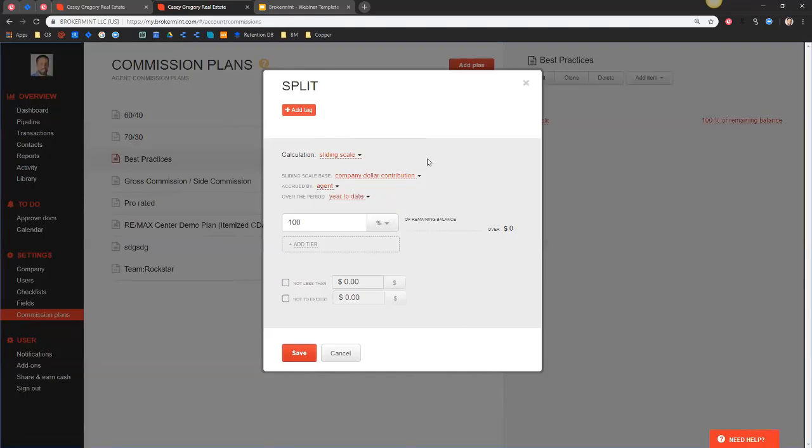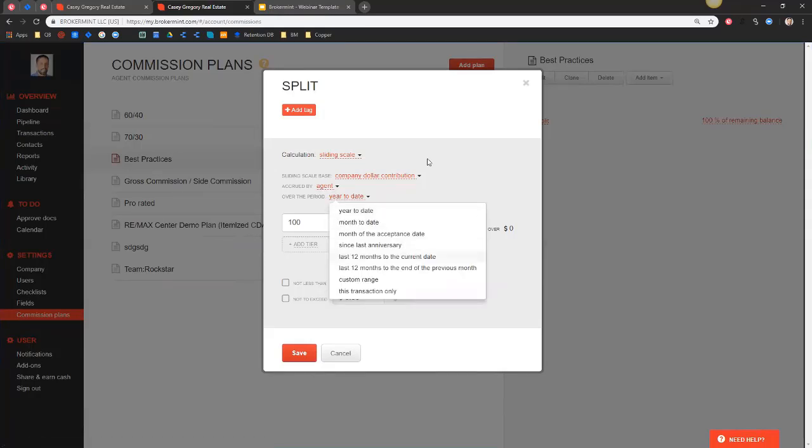The next thing we see is we need to set when that period is going to reset. As far as the period resetting, we do have quite a few options. Very common ones is going to be year to date. That means this sliding scale will reset on the first of the year every year. We also have month to date, that will be up to today's date for the next month, the previous month. And then we also have month of acceptance date. So this one is unique.